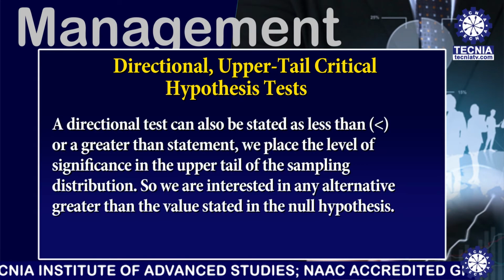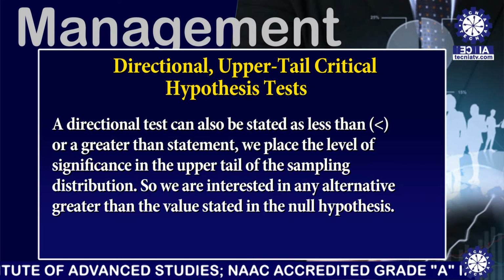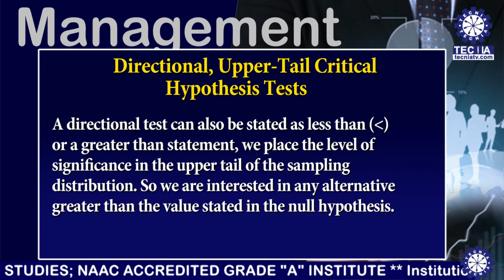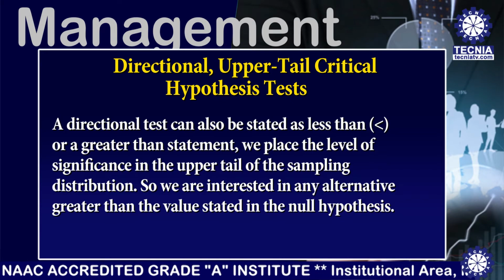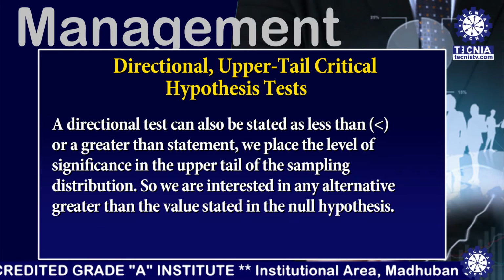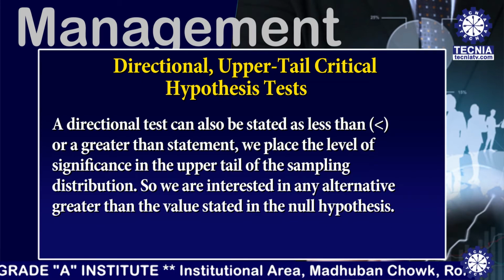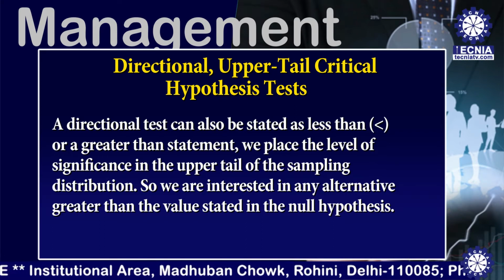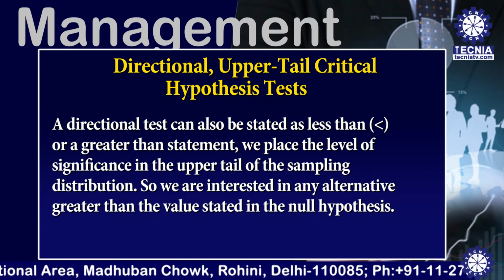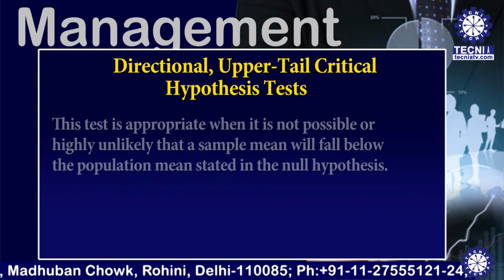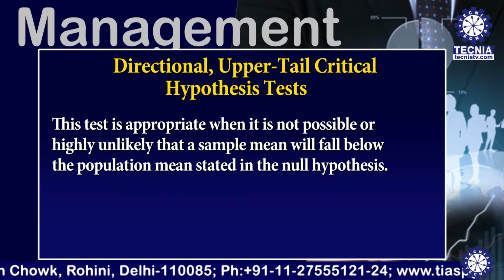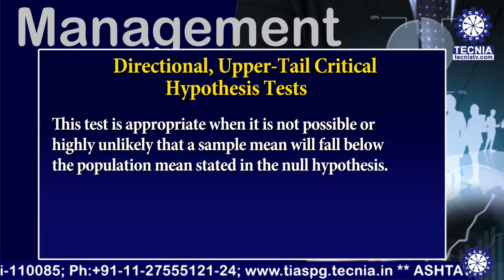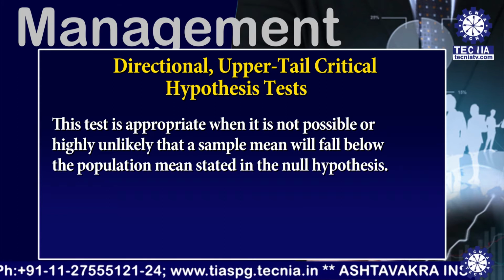A directional test can also be stated as less than the null hypothesis. For an upper tail critical test or a greater than statement, we place the level of significance in the upper tail of the sampling distribution. So, we are interested in any alternative greater than the value stated in the null hypothesis. This test is appropriate when it is not possible or highly unlikely that a sample mean will fall below the population mean stated in the null hypothesis.